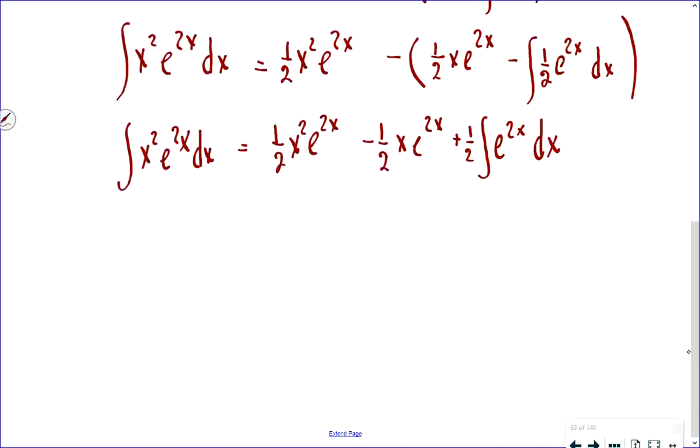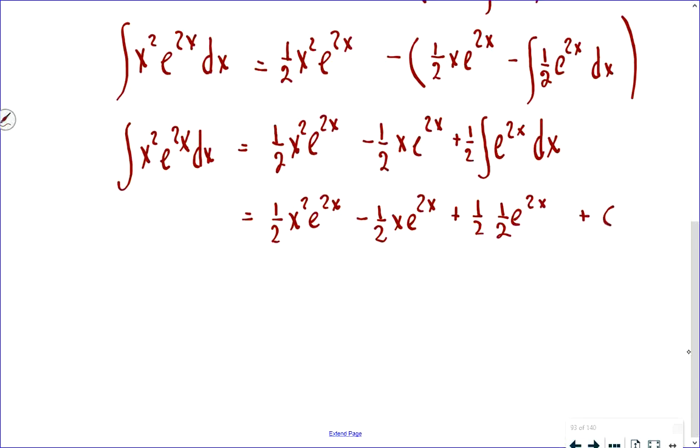We can finish this off now and write 1/2 x squared e to the 2x minus 1/2 x e to the 2x plus 1/2 times the integral of e to the 2x, which is 1/2 e to the 2x, plus our constant.